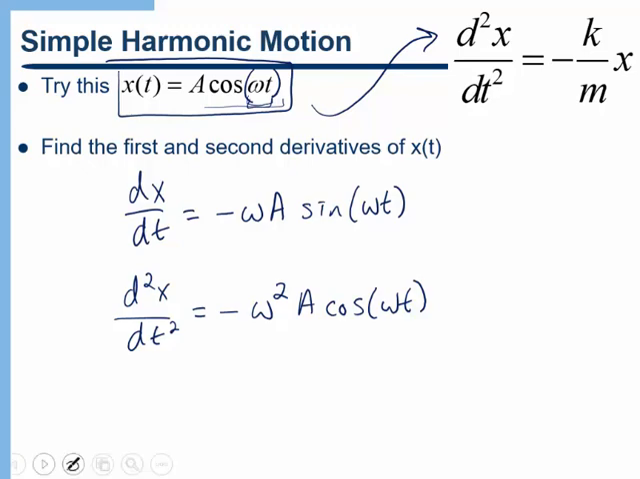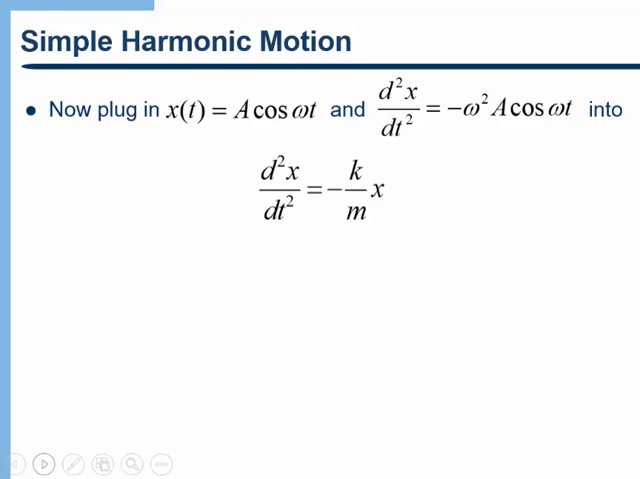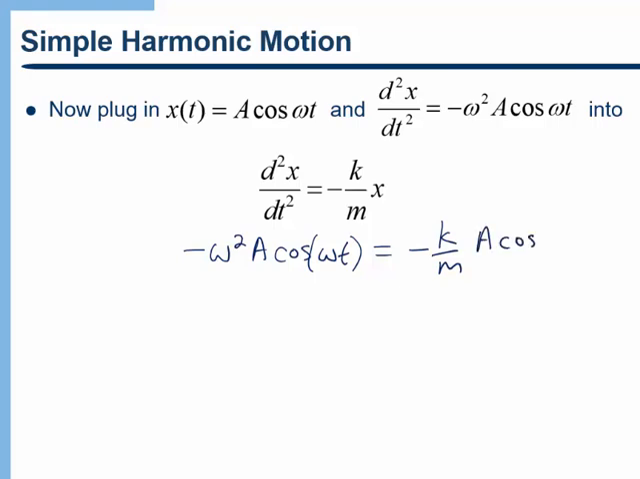All right, so now we're going to take what we just learned and plug it into our differential equation and see what we learn. Remember, we've said that for simple harmonic motion, this has to be true. The second derivative of the position as a function of time has to be equal to negative k over m times the original function. So let's put in what we got. On the left-hand side, we got the second derivative. That's negative omega squared a cosine omega t. And then on the right, I have negative k over m times the original function, which is a cosine omega t.